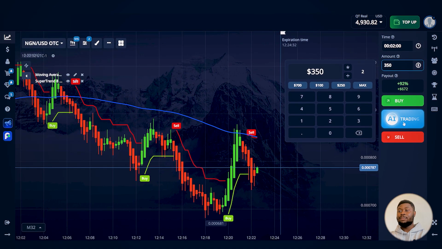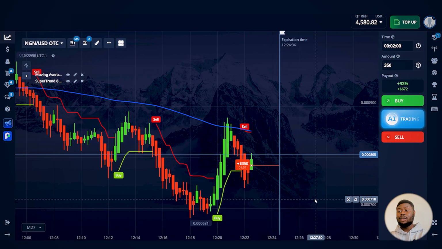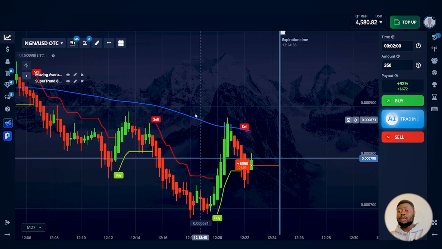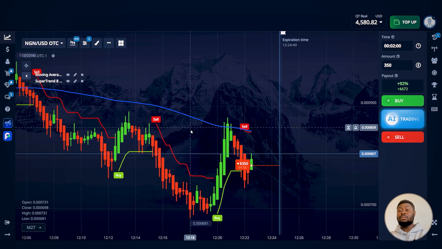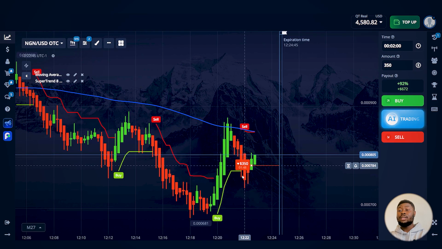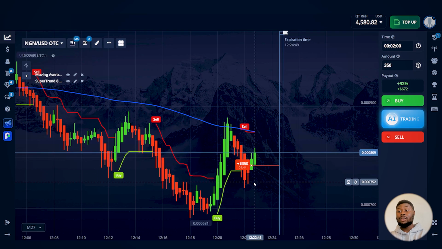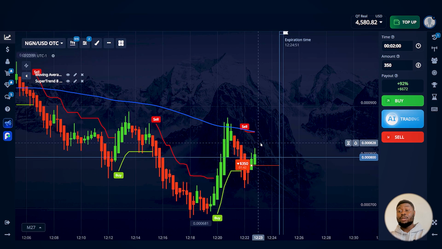Let's open a trade. As you can see, the situation has already formed. The price chart is below the moving average line, which means that a downtrend prevails in the market. The SuperTrend indicator also indicates a decrease in price. A red trigger appeared above the price chart, which means a downtrend has begun.